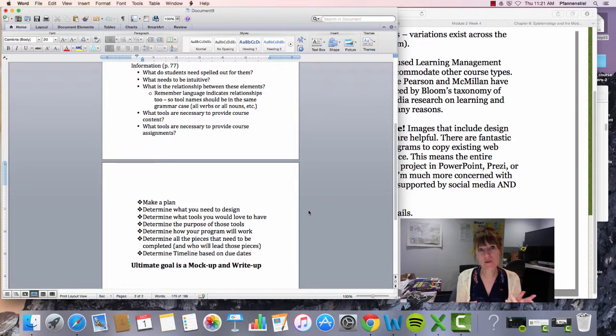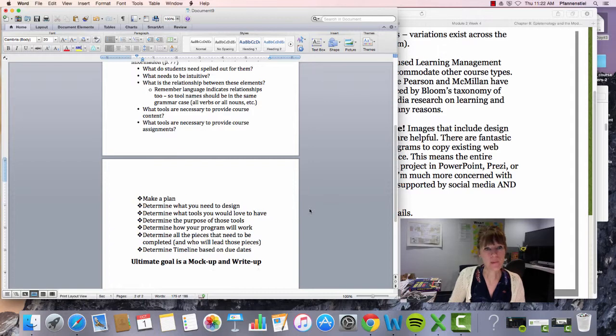Then, what is the relationship between these elements? And obviously, like we've said, remember that the language indicates the relationship, so your tools need to match what they do, and your tools need to match what composition is accomplishing. What tools are necessary? I told you you're going to ask this question a bunch of different times. What tools are necessary to teach a composition course? What tools are necessary for assignments in a composition course? What tools are necessary for students to interact with? What tools are necessary for instructors to deliver information? Really consider the entire thing as you go through these particular questions.